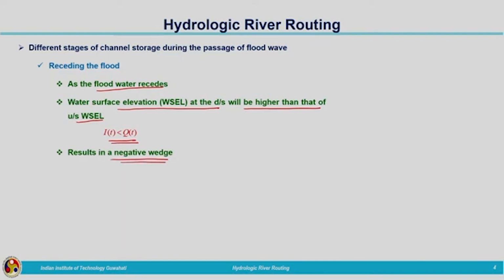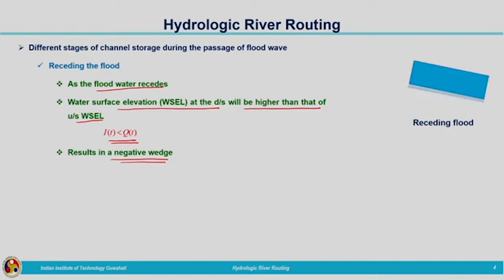What we have seen in the case of a positive wedge, opposite to that will be taking place in this case during the time of flood wave recession. A negative wedge will be formed as the receding of flood wave takes place. Schematically, the receding of flood wave can be represented like this.